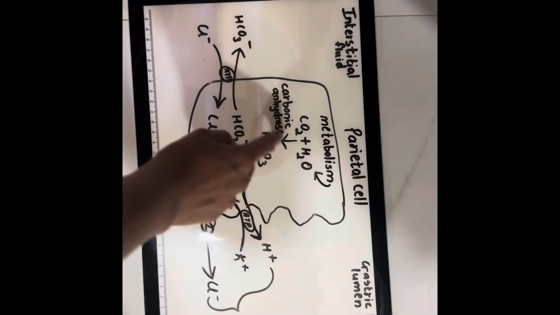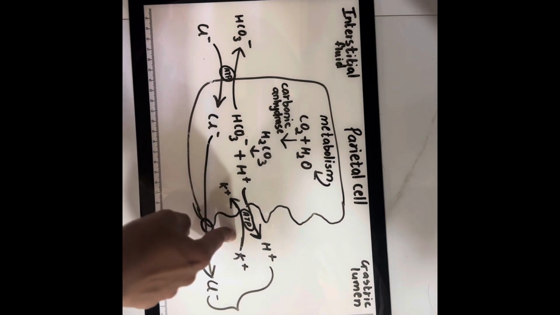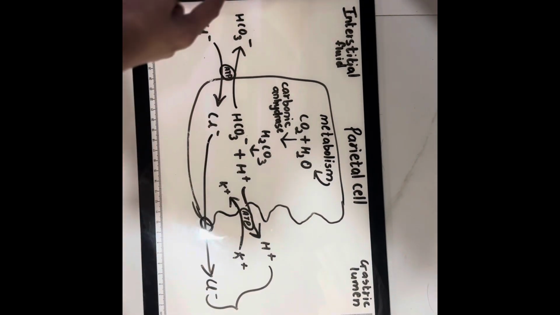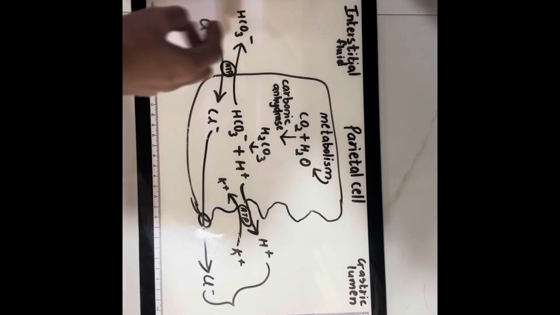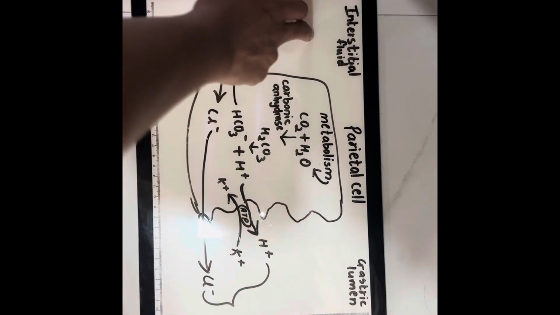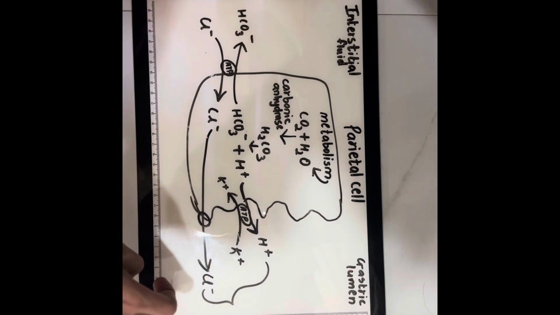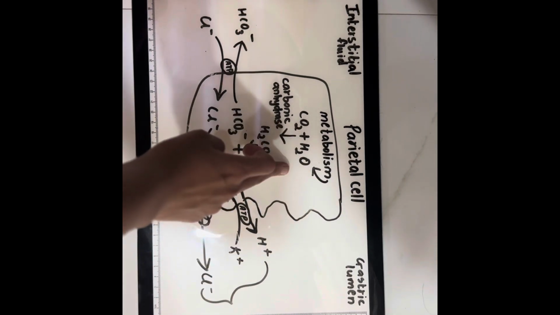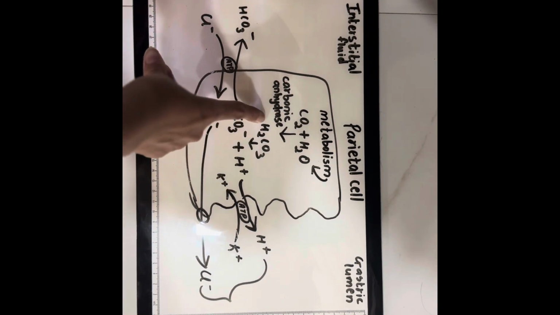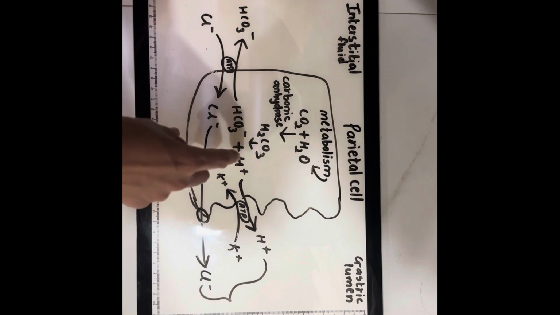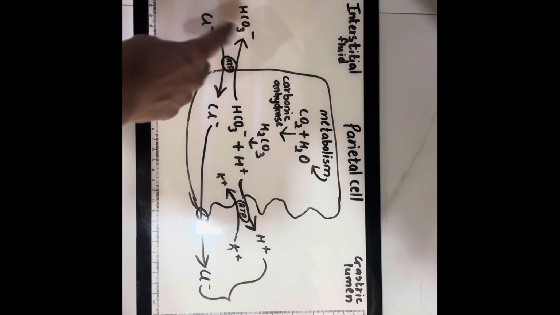Metabolism, CO2 and H2O, H2CO3, H plus and HCO3 minus, H plus K plus ATPase pump, primary active transport, and bicarbonate goes out, chloride comes in. Here H plus goes out and potassium comes in, bicarbonate goes out and chloride comes in. Here is the gastric lumen, interstitial fluid, parietal cell, and intracellular negativity forces chloride out of the parietal cell into the gastric lumen. So metabolic CO2 and H2O in the presence of carbonic anhydrase give carbonic acid, which breaks into bicarbonate ion and H plus ions. H plus goes out, K plus comes in, primary active transport, bicarbonate goes out, chloride comes in.